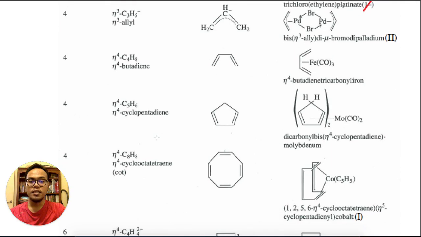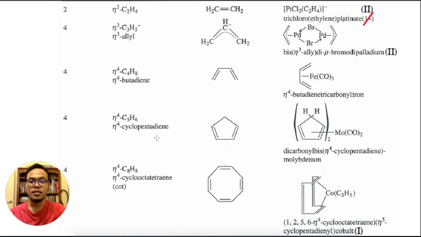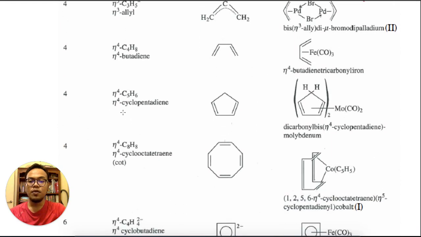Moving on to the next ligand, we have N4 cyclopentadiene. This is not N4, I'm sorry. This is tetrahapto cyclopentadiene. Four electrons involved, four atoms involved in the coordination. So 2 double bonds, 2 times 2, 4 electrons.